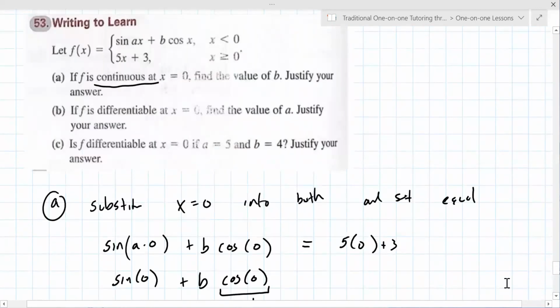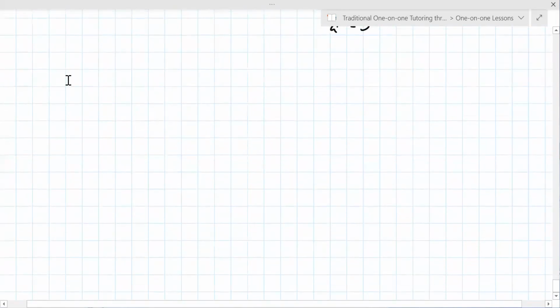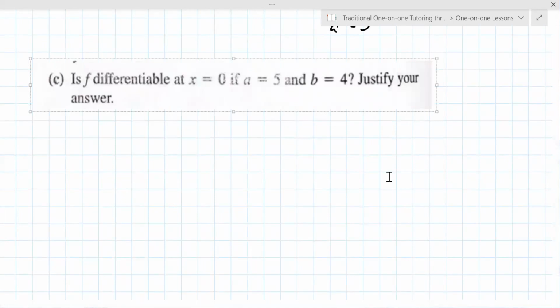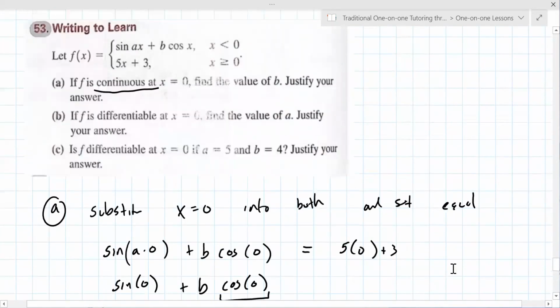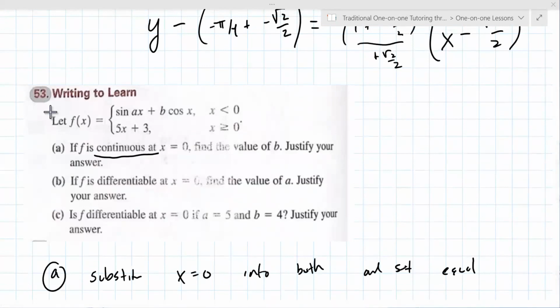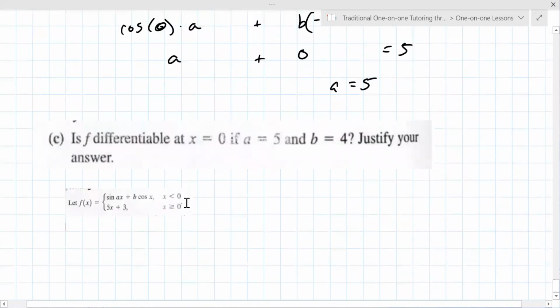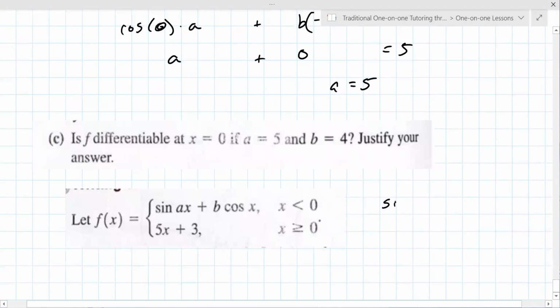Okay, so part C. There are two ways you can do part C. One is to actually substitute the values of those into the original, which is not needed, but that is one way to do it. So you would look at sine 5x plus 4 cosine x, and 5x plus 3. You would take your derivative and set them equal, and you would find that it works.